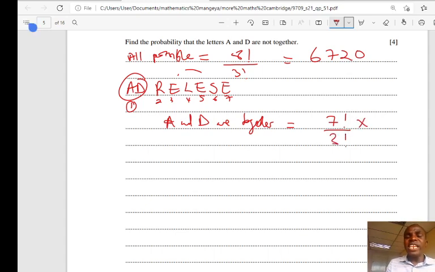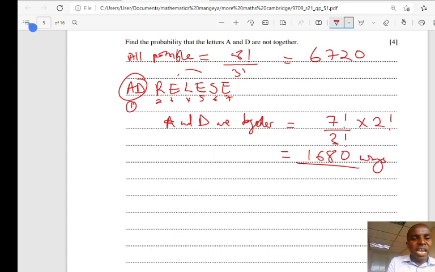factorial, then times the number of ways of arranging A and D, right? Because remember, A and D, they are not fixed. We can start with D, we can start with A. So that's the number of ways. You can say 2 letters, then it will be 2 factorial. The number of ways here, 7 factorial divided by 3 factorial times 2 factorial, you get 1680. So these are the ways, given that A and D, they are together.